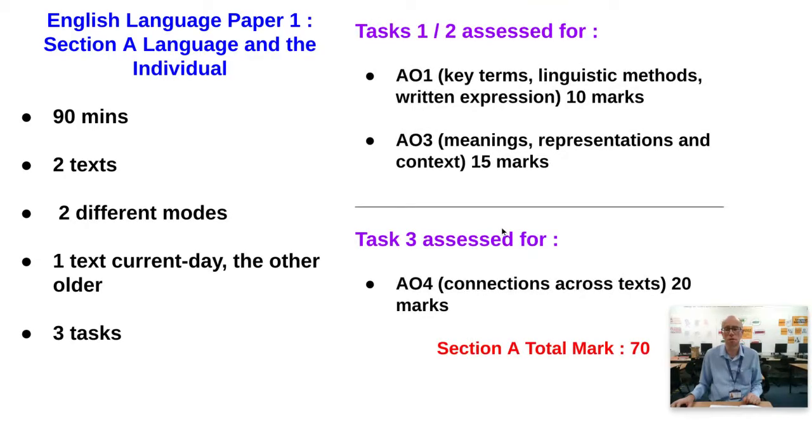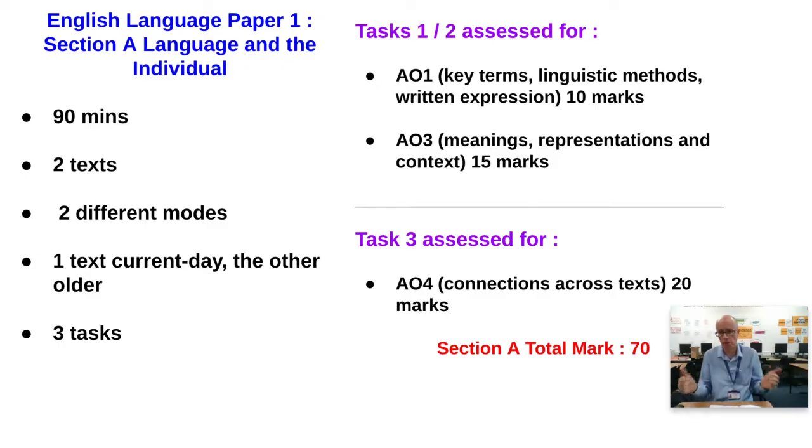So what you're doing is an analysis of one text, an analysis of another, and then a comparison between the two. Your single analyses are assessed for AO1 and AO3. AO1 is your key terms, the sorts of things we were just talking about in the last slide, like deixis and collocation. It also means linguistic methods, picking apart the language levels and analysing language in an objective way. And it's also about your written expression too.